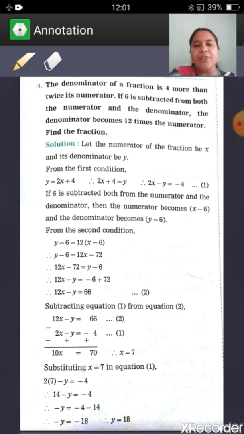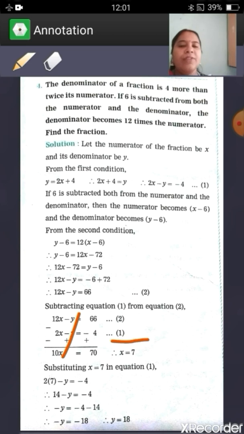So subtracting equation 1 from equation 2. We will change the sign of equation number 1. Since we are subtracting it, all the signs of the terms will be changed. So 12 minus 2 is equal to 10x, plus y minus y will get cancelled here. So 10x is equal to 66 plus 4, that is 70. So 10x is equal to 70, x is equal to 7.